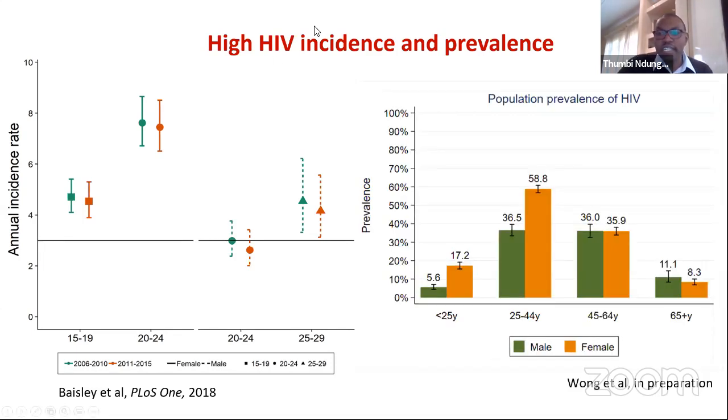And furthermore, there is this data from a surveillance project that we have been undertaking in rural KwaZulu-Natal. And you can see that in this particular population, you have very high prevalence of HIV infection, particularly in individuals between the ages of 25 and 44, where the percentage of HIV infection is about 36% among males and close to 60% in females, extremely high rates of HIV infection. And I wanted to use this data to illustrate 2 points.